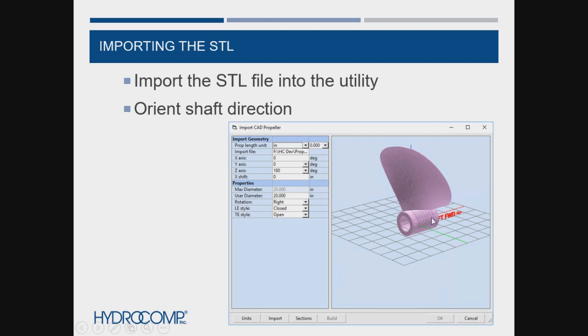There's a little notation here, you'll see a bit later, it says shaft forward, and in this particular case I had to rotate the model 180 degrees to get that direction. But once that's in there, we're more or less ready to pull data from it.